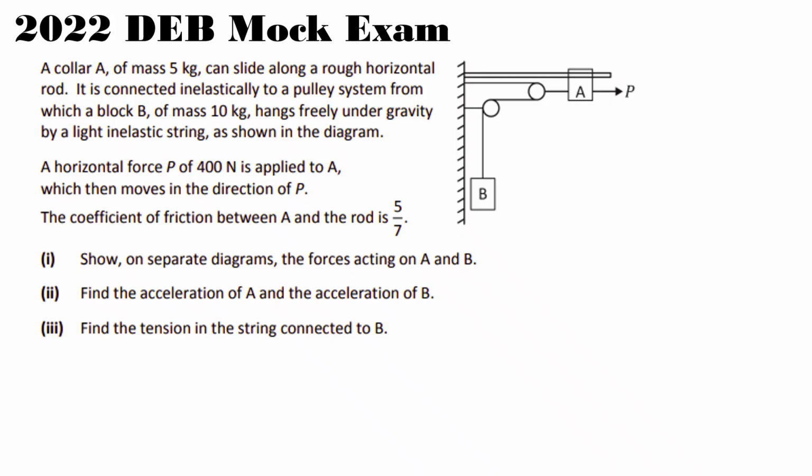So the first thing we always want to do is look at our diagram and figure out what's going to happen with regards to movement and acceleration. So our movement, they've been very clear about in the question. They said that A moves in the direction of P. So we have our movement here. So that is our movement, and then therefore B will have to move up.